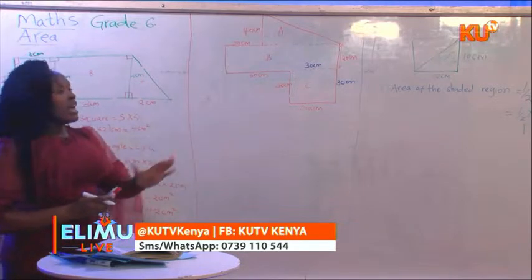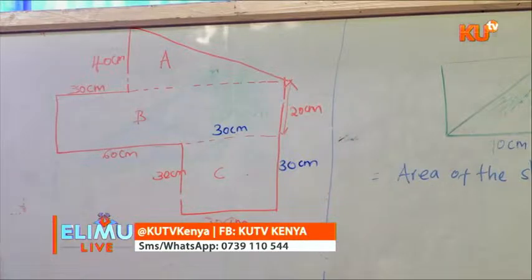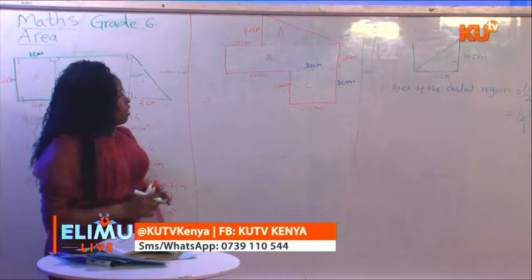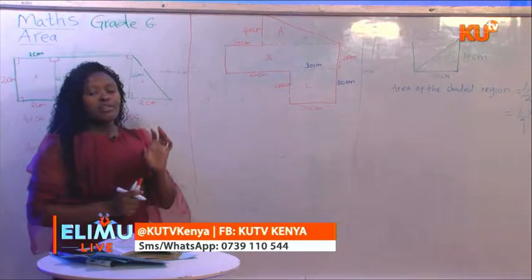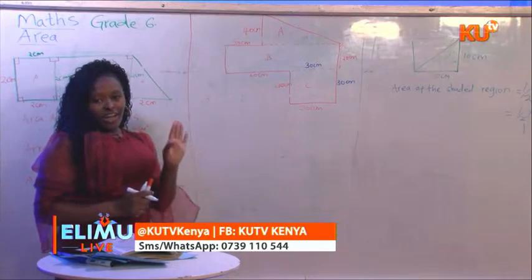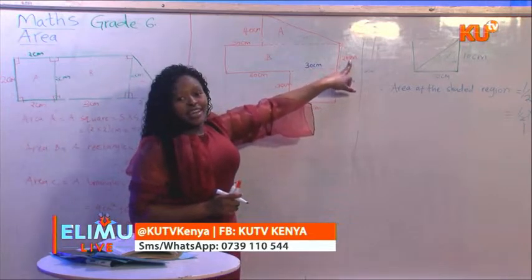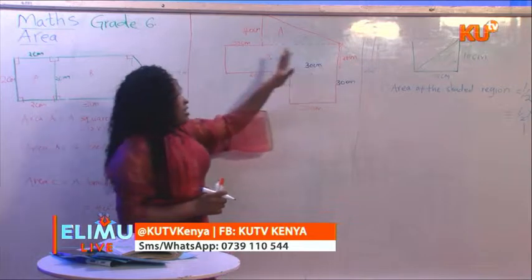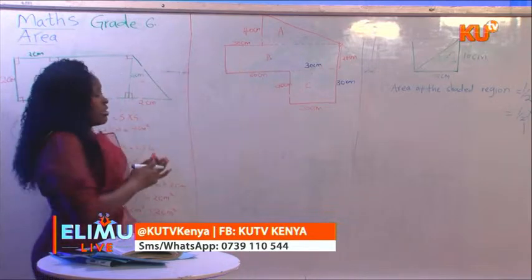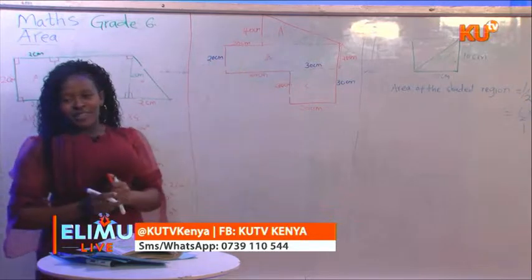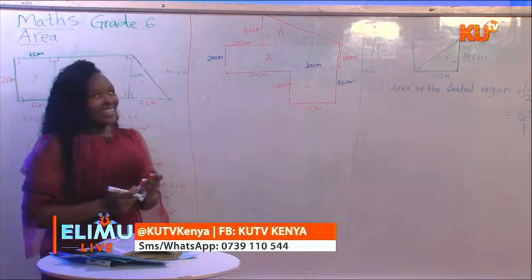Then we have got another dotted line here, and we have to find its measurement for us to get this question correctly. So we know that the opposite sides of a rectangle are equal. So because here it is 20 centimeter, it therefore indicates that the other side is also 20 centimeter. Are we together, learners?